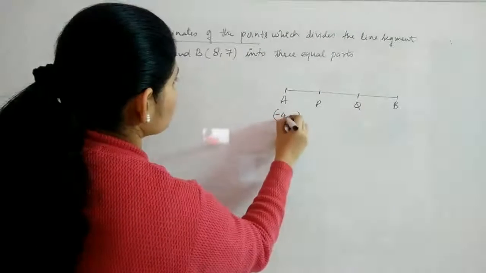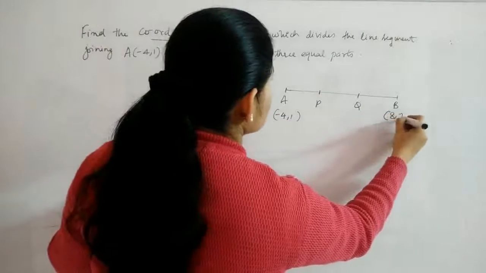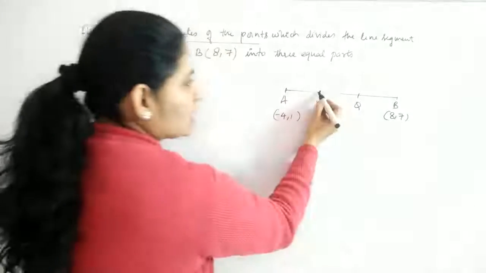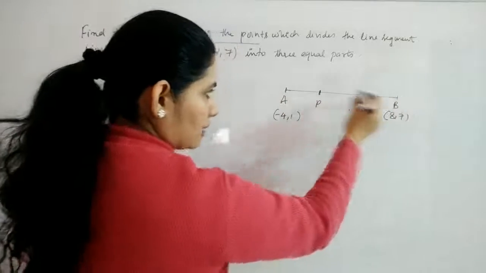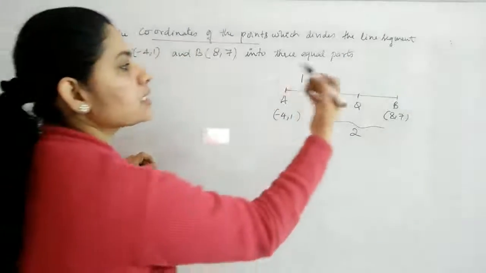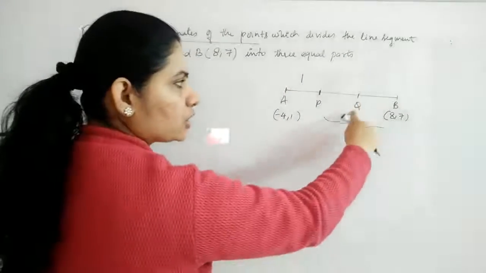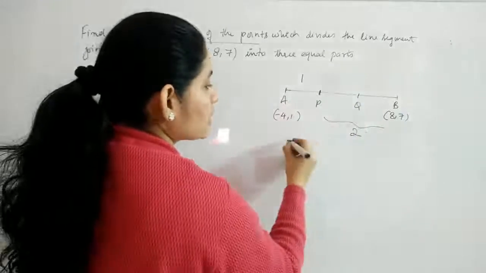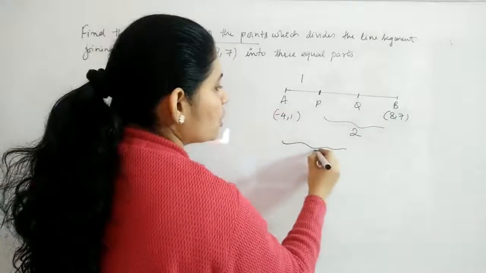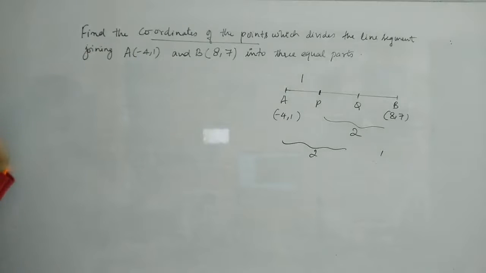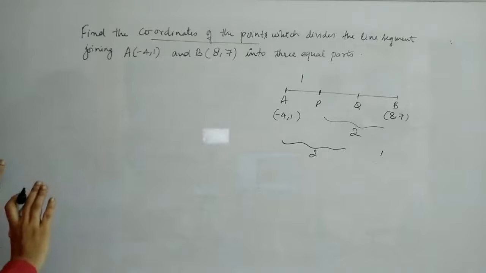Okay, so A is given to be minus 4, 1 and B is 8, 7. So when we take this point P, P is dividing the total line segment AB in the ratio 1:2. And when you consider Q, you can use two concepts. Either Q is a midpoint of PB, or you can use the concept of dividing the line segment in the ratio 2:1. Okay, so that will give you the point Q. And you have to use the section formula for finding out the points P and Q. For the second one, you can use midpoint also.